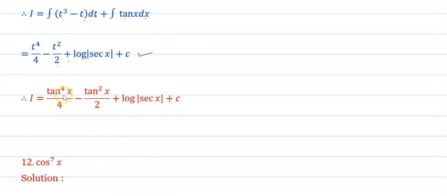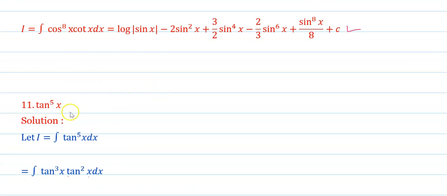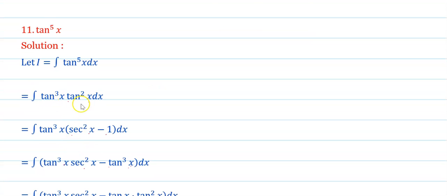What is I? I is tan x raised to 4 upon 4 minus tan square x upon 2 plus log of mod of sec x plus c in this way. Okay. The problem is only that how it is split up is important.